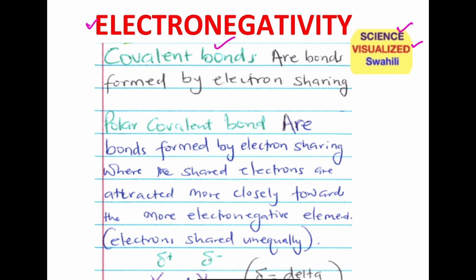Covalent bonds are bonds that are formed by electron sharing. That's the most important part, electron sharing. Polar covalent bond. These are bonds that are formed by electron sharing, where the shared electrons are attracted more closely towards the more electronegative element. So that means the electrons are unequally shared.